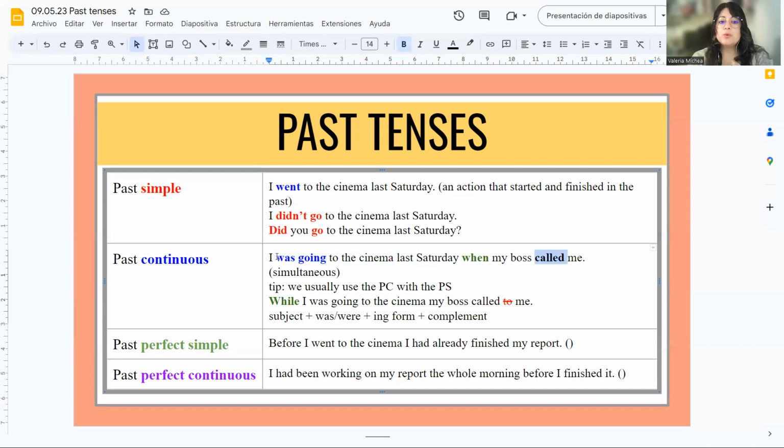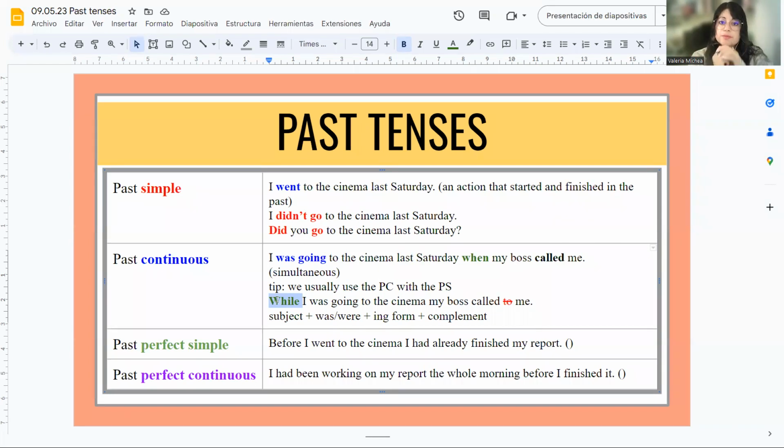So we usually say that the past continuous is interrupted by another action which is short. So it's interrupted. That's when we usually use when. So we talk about two simultaneous things, two things that happen at the same time. One was long and the other one was short. We can also use while when we talk about also two simultaneous actions. So I was doing something while you were doing another thing, right?